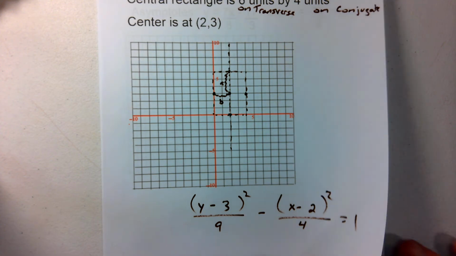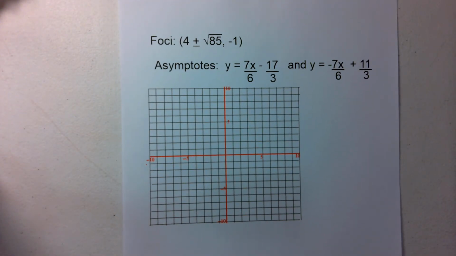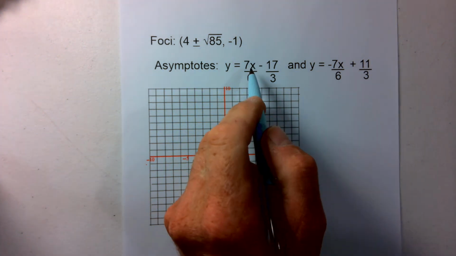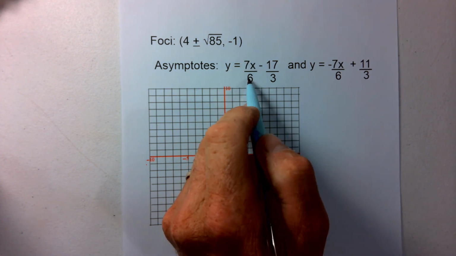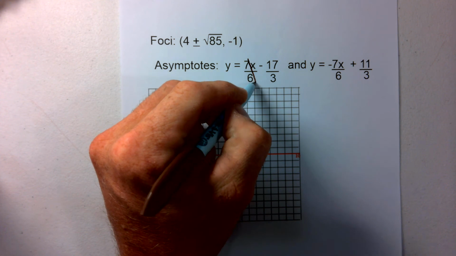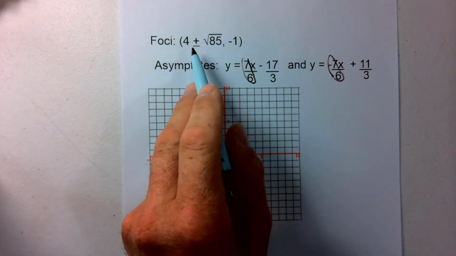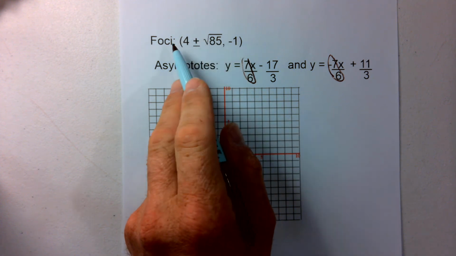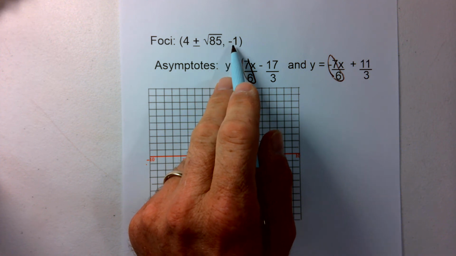equals 1. My last one here, I have the foci that we're going to give you as 4 plus or minus the square root of 85, comma negative 1. And our asymptotes are given there as well. Remember, our asymptotes are talking about either our a being 7 and our b being 6, or vice versa, since we're just looking at the slope there. The other part really doesn't matter a whole lot to us at this point. So what do we do with the foci that they're telling us? 4 plus or minus the square root of 85, comma negative 1.